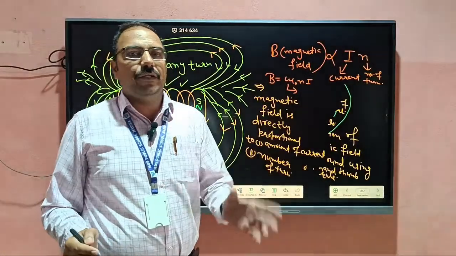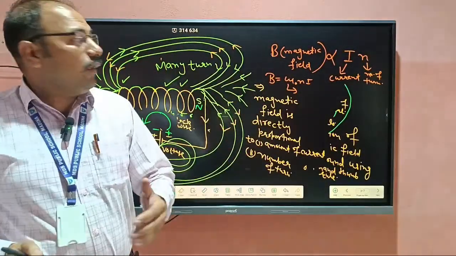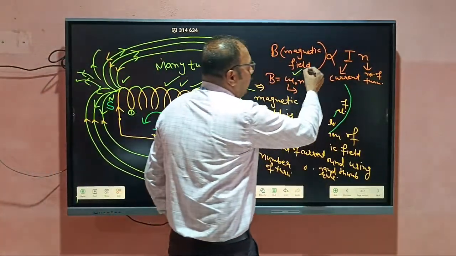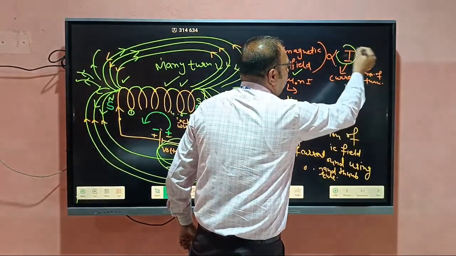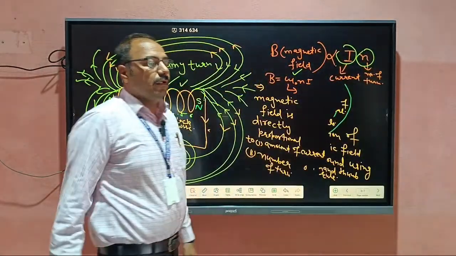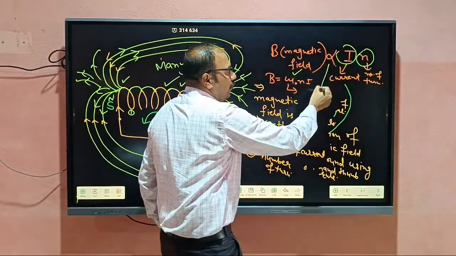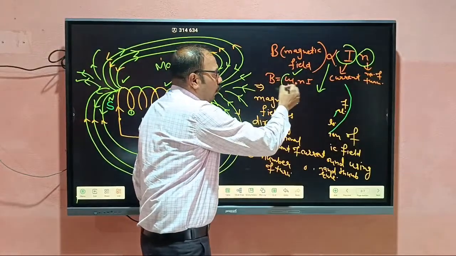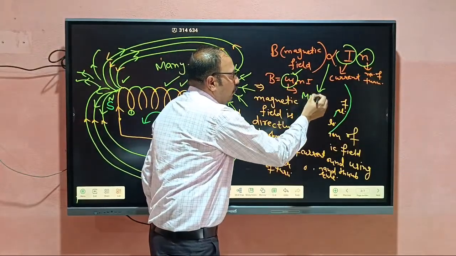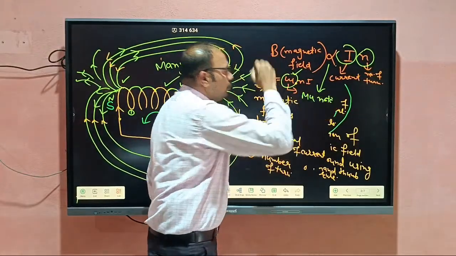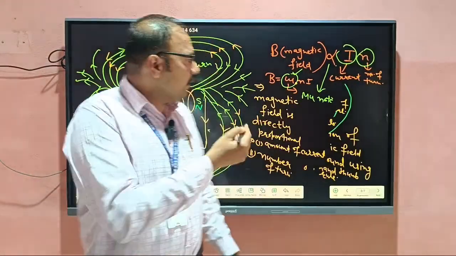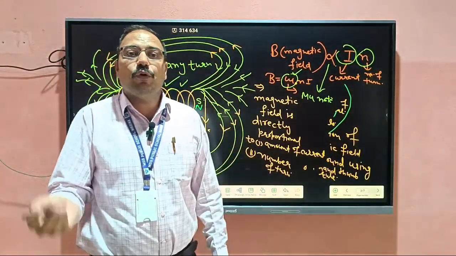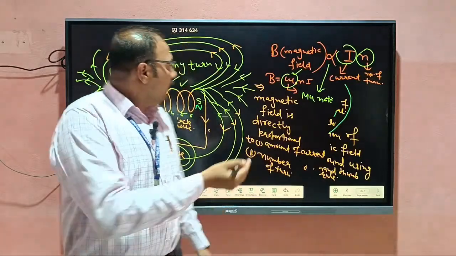If we summarize this into a formula, we can write that the magnetic field is directly proportional to the electric current and the number of turns. If we remove the proportionality sign, we get mu naught. Mu naught is basically a constant, depending upon the type of material used inside the solenoid.